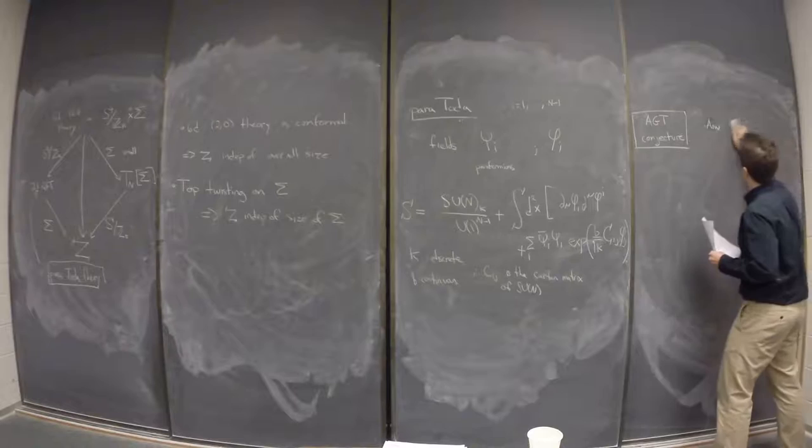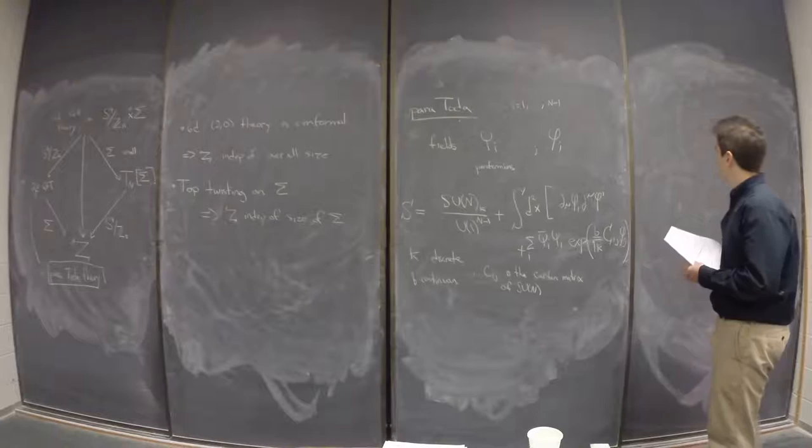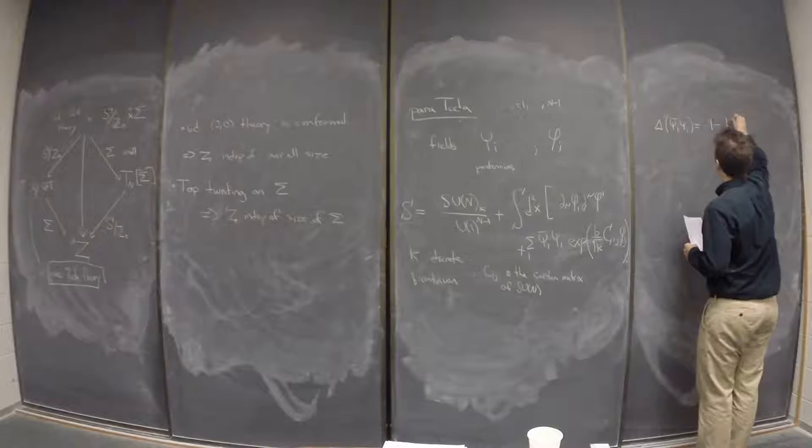So the first is I claim that this is a conformal field theory. So that means this interaction should be marginal here. So the scaling dimension in the parafermion theory, psi bar I psi I, is 1 minus 1 over k. So a little coset theory fact.